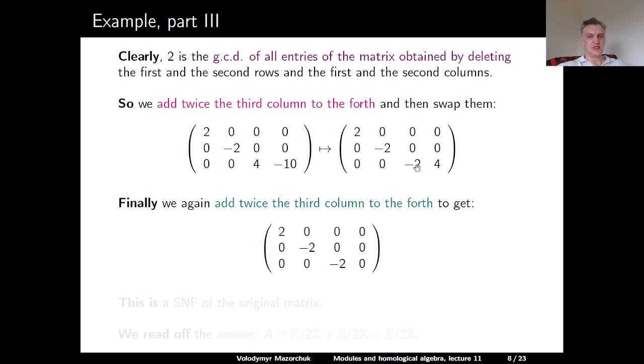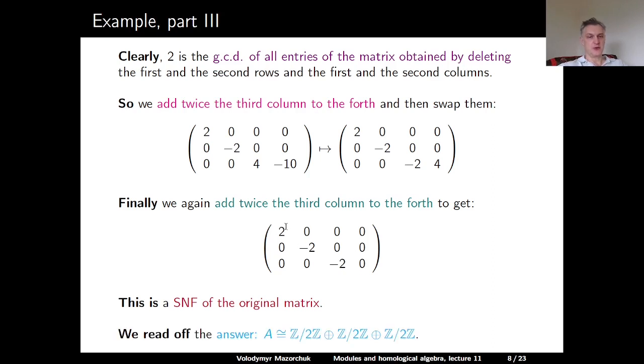And finally, we use this -2 to eliminate this 4. So we add twice the third column to the first column, and we finally get the Smith normal form 2, 0, 0, 0, 0, -2, 0, 0, 0, 0, -2, 0. And now we can read off the answer.